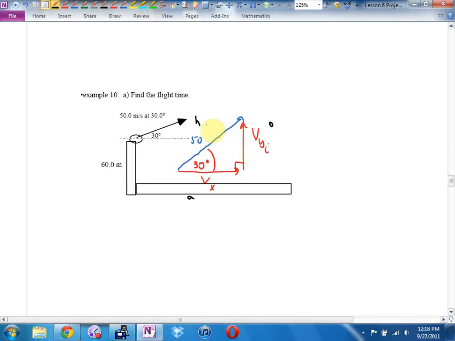As it turns out, Vy ends up being this. The sine of 30 is Vy over 50. If I do a little cross-multiply, I end up with Vy equals 50 sine 30. I think the sine of 30 is 0.5, so this is actually exactly 25. I'm going to check it. Yes. 30 degrees I have memorized because it comes up so often.